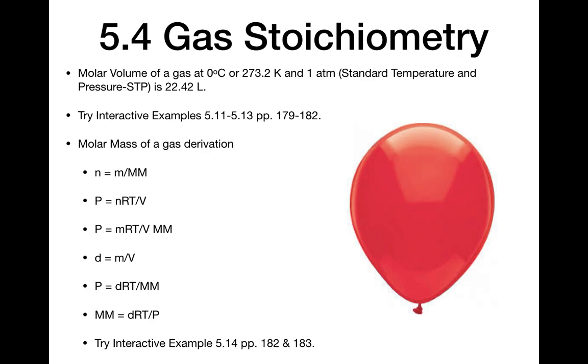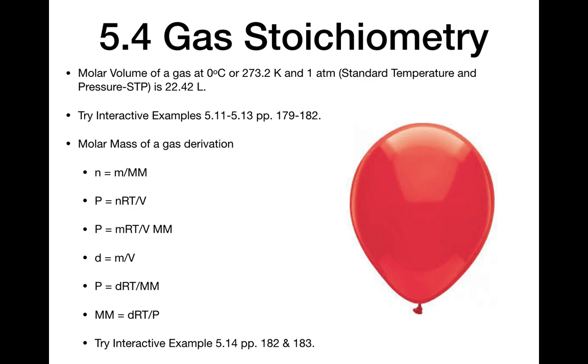One shortcut for gas stoichiometry is that if you are at standard temperature and pressure, which is 0 Celsius and 1 atmosphere, you can expect the volume of 1 mole of gas to be 22.42 liters. Call it the molar volume of gas at STP. So that can be a shortcut if the problem designates the conditions to be standard.